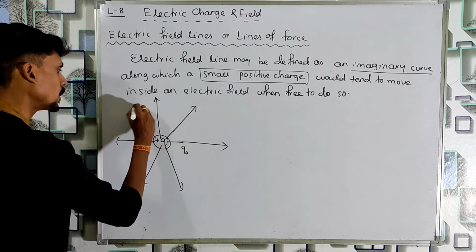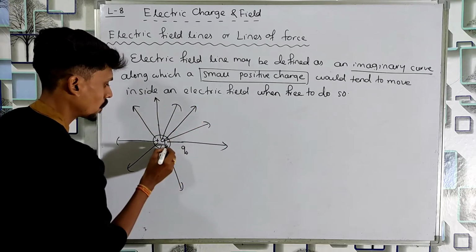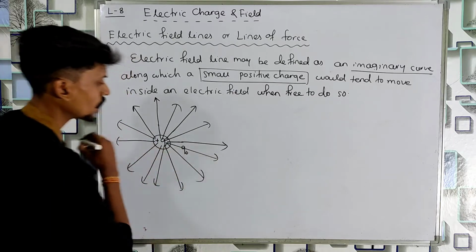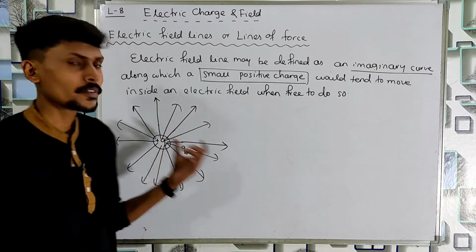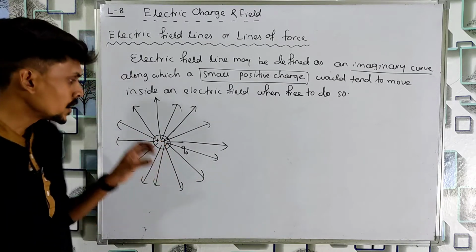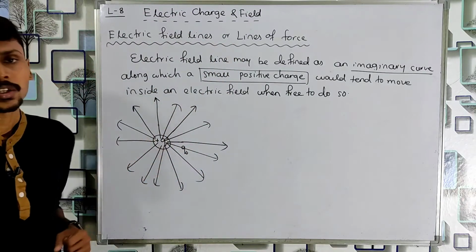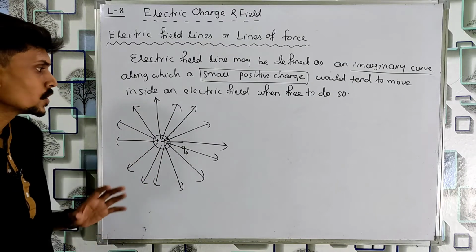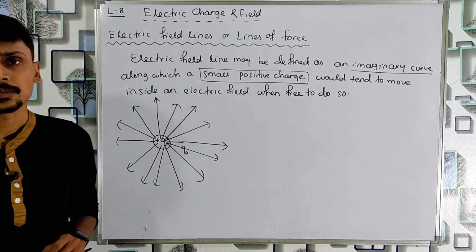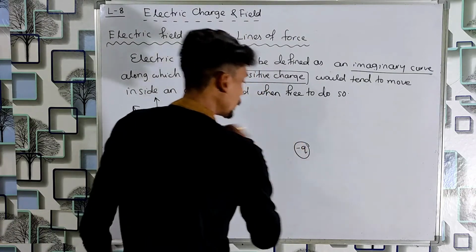So these are the electric field lines due to a positive point charge. You can see that the electric field lines are radially outward. This charge plus Q is at the center and the electric field lines are emerging out of this positive point charge. Is that clear? So in this way you can draw the electric field line due to a positive point charge.